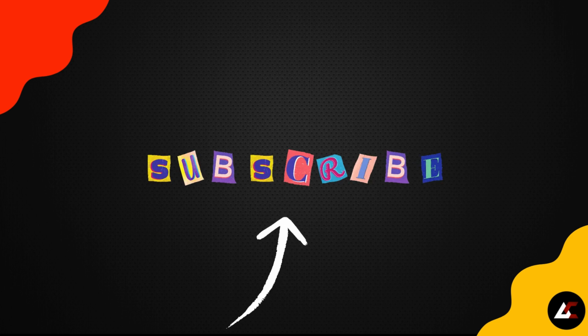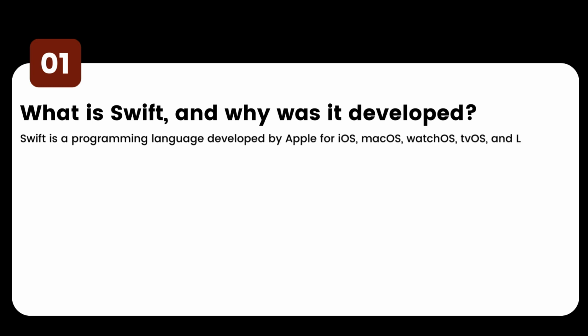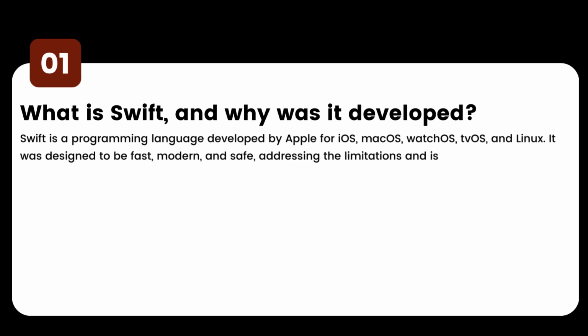So, let's get started. Question number 1. What is Swift and why was it developed? Swift is a programming language developed by Apple for iOS, macOS, watchOS, tvOS and Linux. It was designed to be fast, modern, and safe, addressing the limitations and issues of Objective-C.